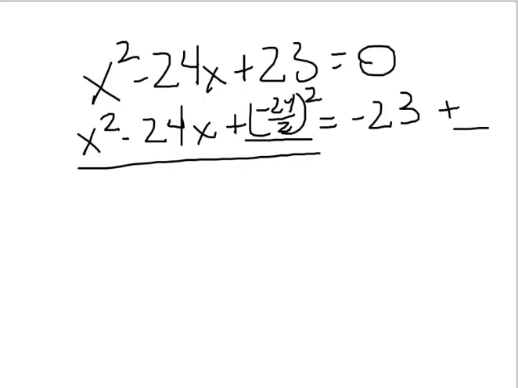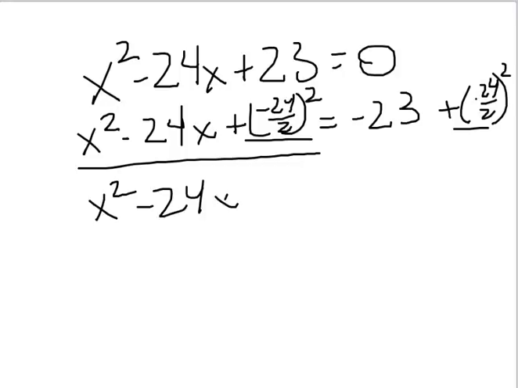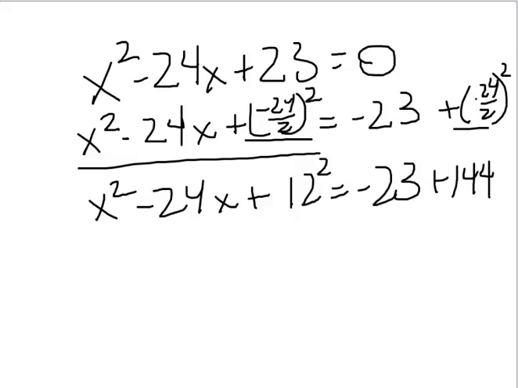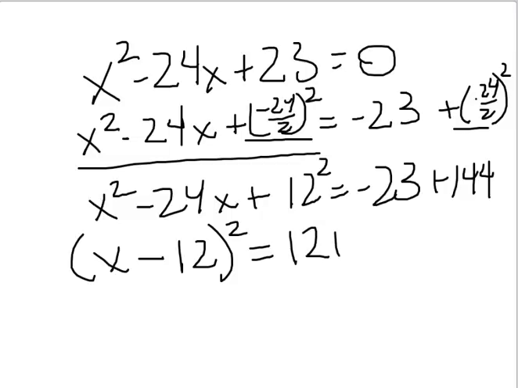So that gives me x squared, and I'm going to do that on both sides, minus 24x plus 12 squared equals negative 23 plus 144, because that's what 12 squared is. So this will be x minus 12 squared equals, well, negative 23 plus 144, that's positive 121. So if I square root both sides, I get x minus 12 equals plus or minus 11.